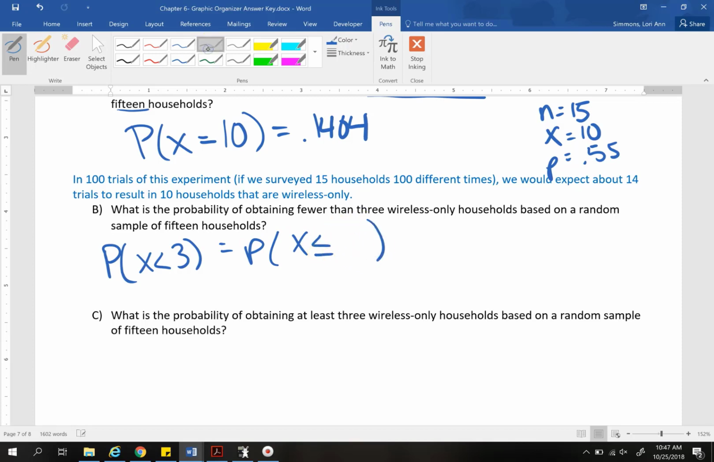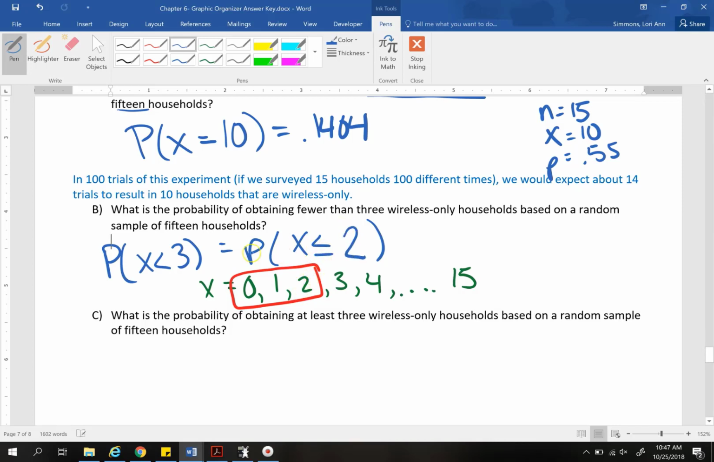So if you recall, your x, your random variable, could be all the way up to 15, right? We have 15 trials. Now, it has to be less than 3. Can it equal 3? It cannot, not in this case. So it includes all of these numbers. So if you wanted to write it as less than or equal to something, you pick your highest number here. So these are equivalent, meaning they mean the same thing. You need to write it like this in order to use your calculator sheet though.